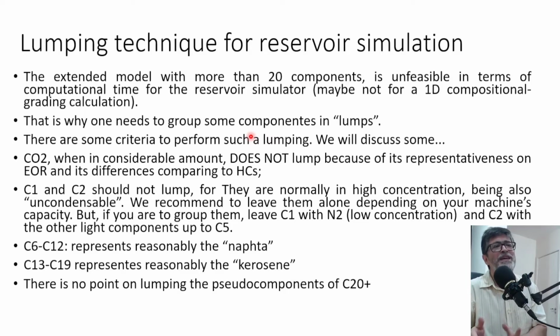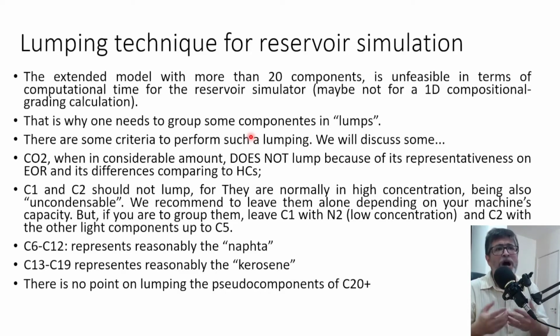What about methane and ethane? They should not lump too, for they are normally in high concentration. Methane is the most abundant component in the reservoir fluid. They are also uncondensable, so they're very volatile. You should not lump them because they don't distribute, I mean, in process simulations, okay? At the high pressure in the reservoir, maybe right below the saturation point, they will distribute, of course, but not in process design, okay?